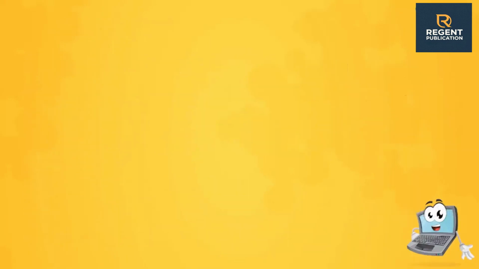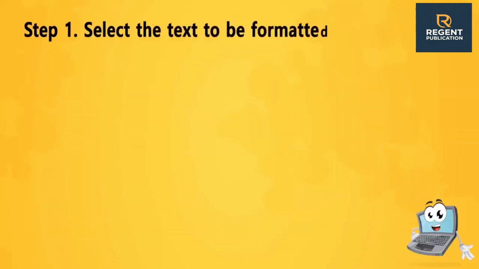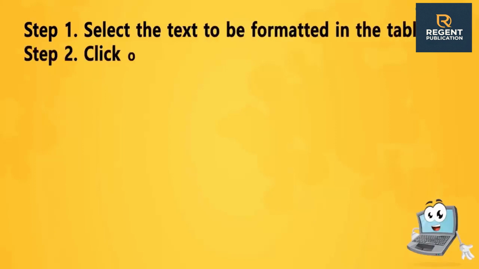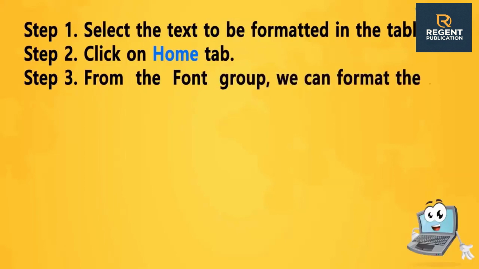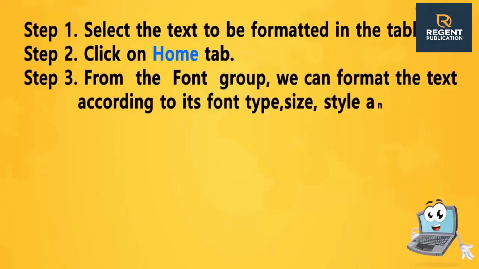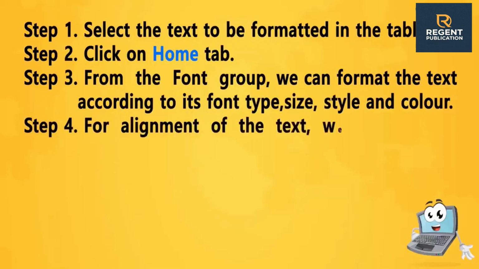Step 1. Select the text to be formatted in the table. Step 2. Click on the Home tab. Step 3. From the Font group, we can format the text according to its font type, size, style, and color. Step 4. For alignment of the text, we can use the Paragraph group in the Home tab.